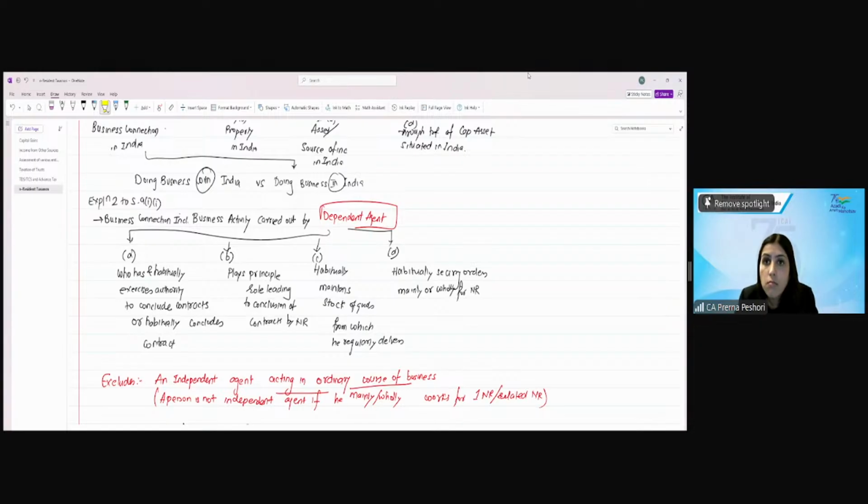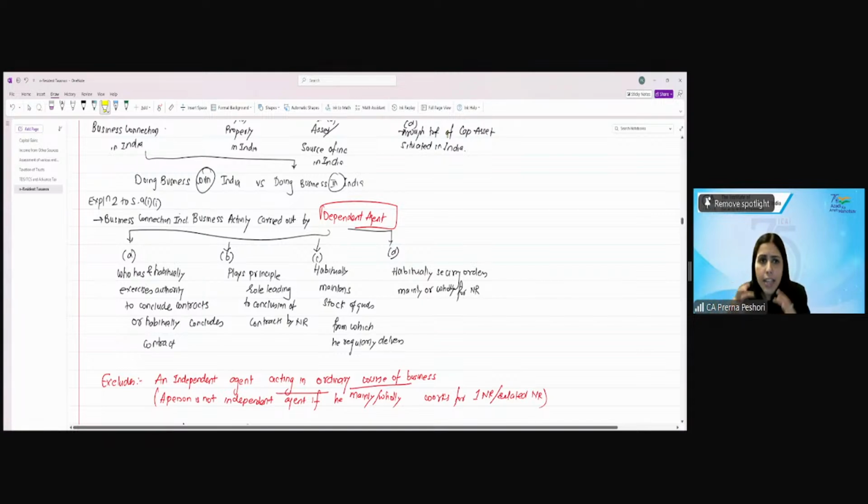Yes. Yes. Import item. Sorry? This is importation, no? Yeah. Business connection is connected. I don't know.